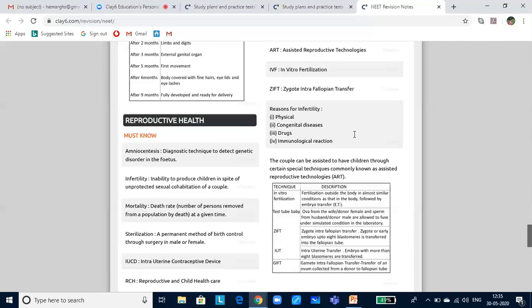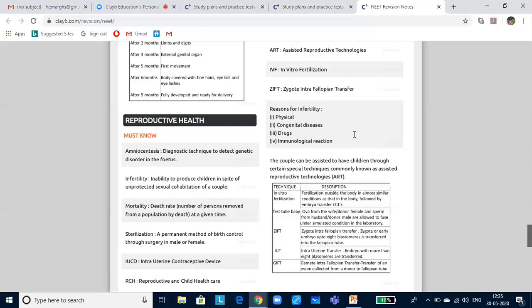Now, gamete intrafallopian transfer, or GIFT, is a method in which an ovum collected from a donor female is introduced into another female who cannot produce ova but can provide suitable conditions for fertilization and further development of the fetus up to parturition. So, what is the GIFT method? A female might not be able to produce quality eggs, so she might be undergoing miscarriages very frequently. Then there are donors who can donate the egg. That donor's egg is given into the fallopian tube for fertilization to occur naturally, and the lady might have a good uterus, and so she will be able to bear a child.